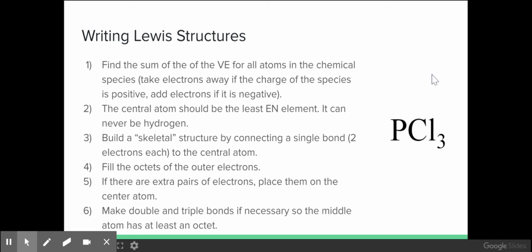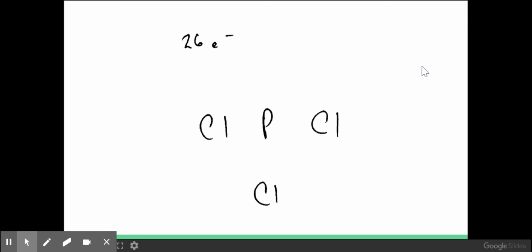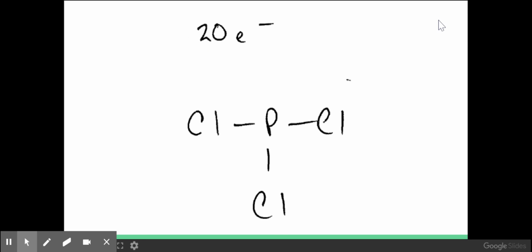We're going to quickly review how we draw a Lewis structure. We're going to follow these steps here. I'm going to break down each one of these steps as we put together this molecule of PCl3. First step, count your number of valence electrons. Phosphorus has 5. Each of these chlorines has 7. That gives me 26 total electrons. Second step is take 2 electrons and make your skeletal structure. Each time I'm adding electrons, I'm taking them away from my total. So that gets me down to 20 because I took 6 away from my total.